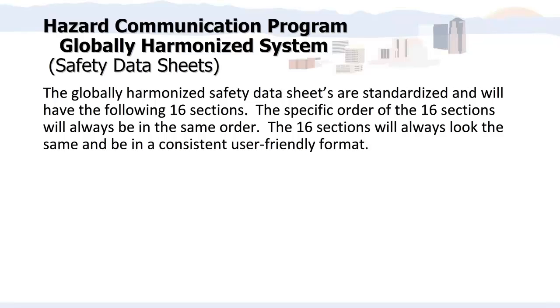The globally harmonized safety data sheets are standardized and will have 16 sections. The specific order of the 16 sections will always be consistent. The 16 sections will always look the same and be in a user-friendly format. The 16 sections are broken down and explained next.